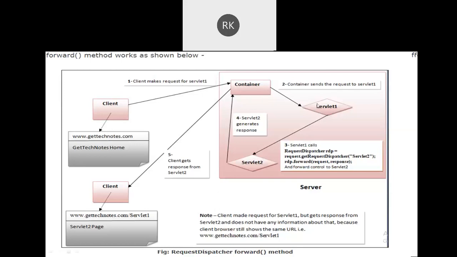Let's see it by diagram here. This is what we are going to do. Here we have the client. The client has a web browser using which it can make a request. So the client makes a request for, let's suppose, servlet one. Now we are going to create multiple servlets here. Let's suppose the first request is for servlet one. You can see through the container the request has reached servlet one. The container sent the request to servlet one. And let's suppose servlet one has the request dispatcher there.